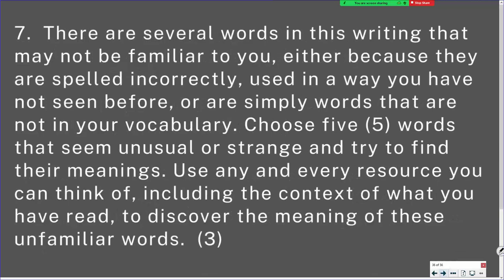There are several words in the writing that may not be familiar to you. So what you're doing is finding 5 of those words, and then you find out their meaning, okay? Use any and every resource you can. So choose 5 words and then give me the meaning of those words, right? So that's up to you.